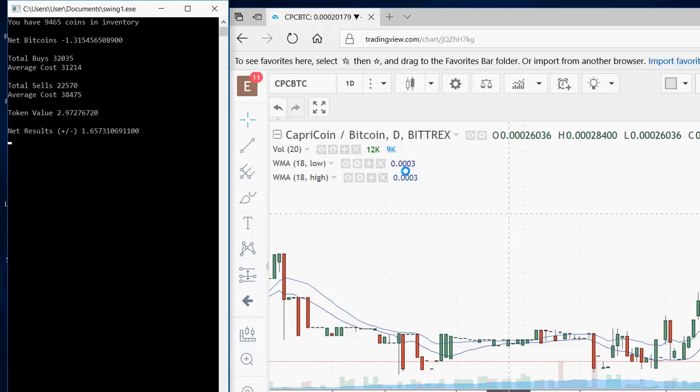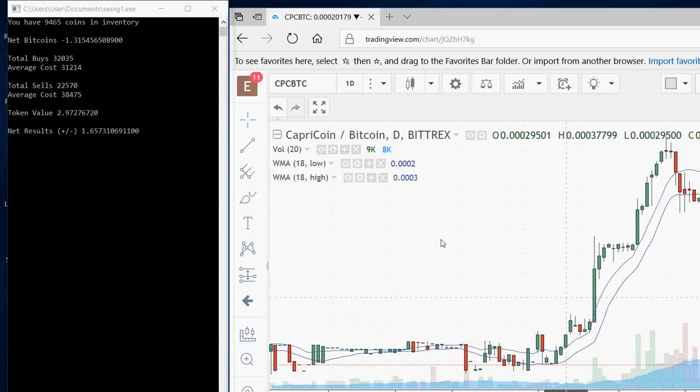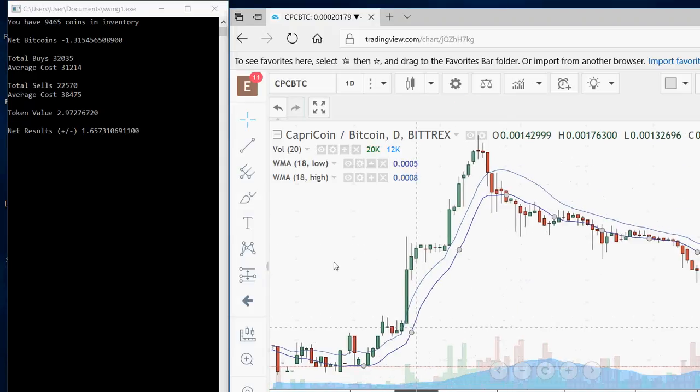So you're up to a gain of 1 2/3 of a Bitcoin. I think you start on a 4, so that'd be basically 50% gain. 32,000 buys, 22,000 sells. You can see that you're selling at a much higher price than what you'd be selling at as we move into the 2016 year.